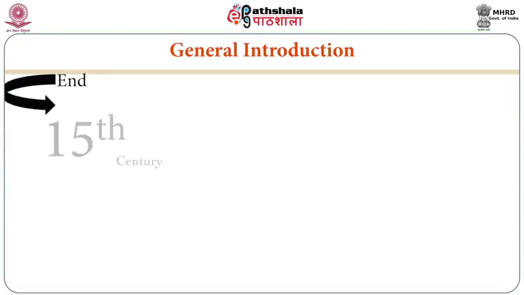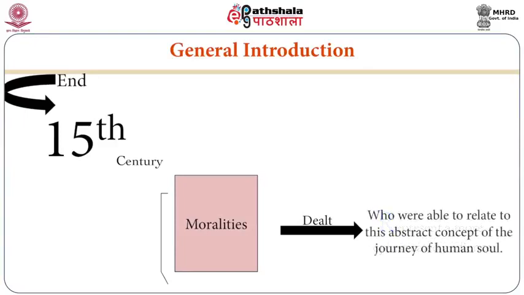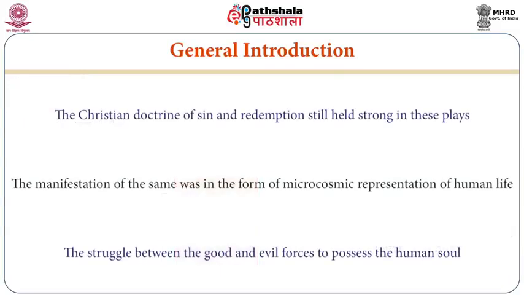Emerging towards the end of the 15th century, the moralities dealt with abstractions like evil properties in man, like good themes in man. The Christian doctrine of sin, redemption, punishment still held strong in these plays, but the manifestation of some of them is microcosmic in representation. Of five major morality plays in medieval England, Everyman stands out as perhaps the most significant of the lot.